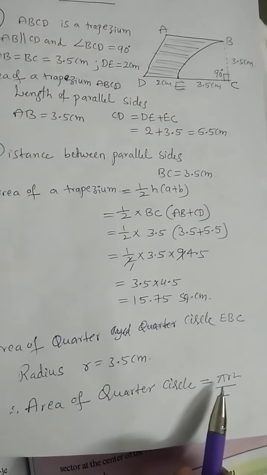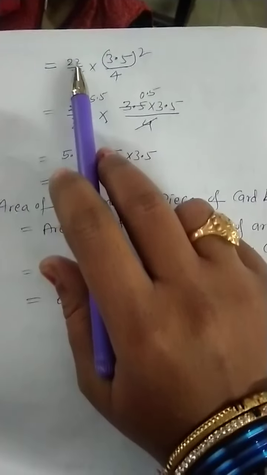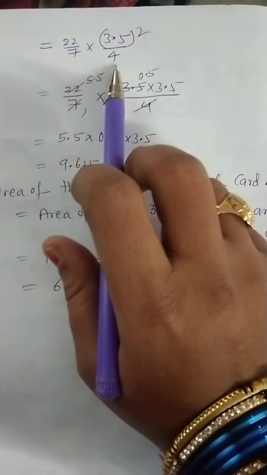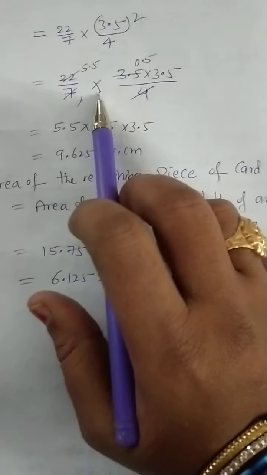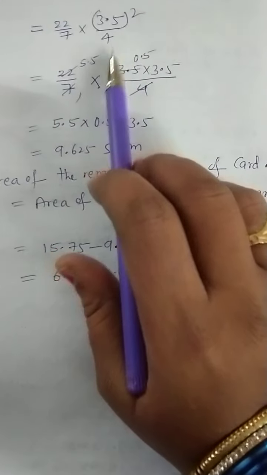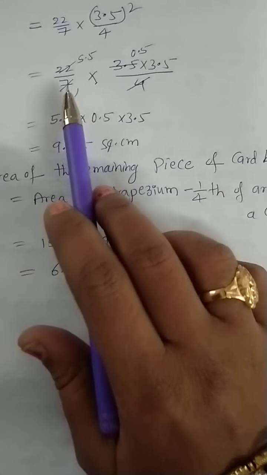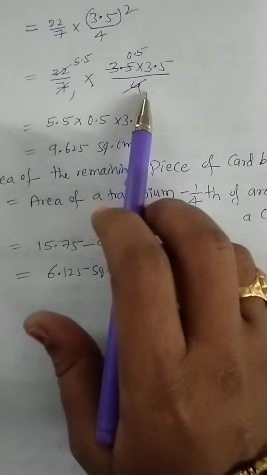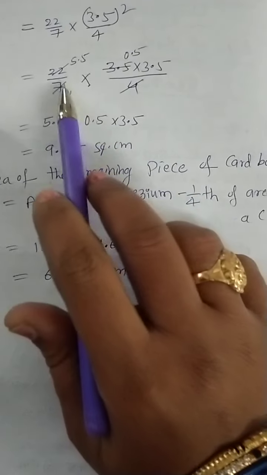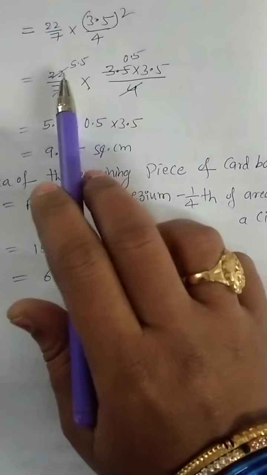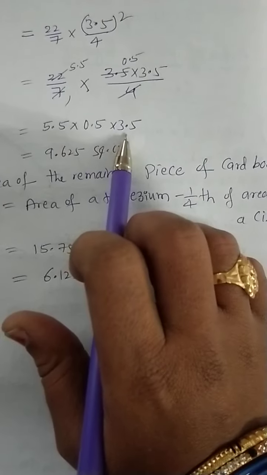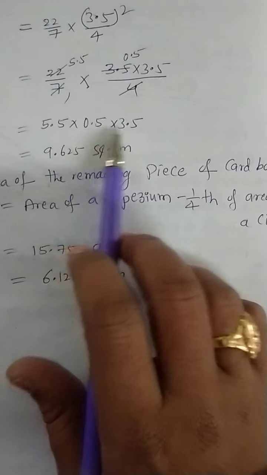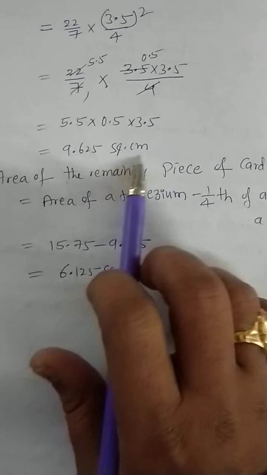Simply substitute the r value in this. The pi value is 22 by 7 into 3.5 whole square by 4, because it is r square. So 22 by 7 into 3.5 into 3.5 by 4. Now if you do the cancellation, you will get 5.5 into 0.5 into 3.5 remaining. If you multiply these three numbers, you will get 9.625 square centimeters.